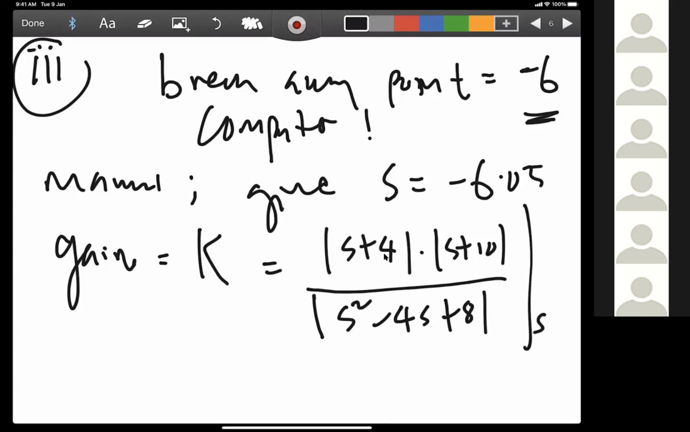Okay, for the purpose of the class, S is equal to minus 6.05. So you replace S inside here. Okay, 0.1177. To Brother Amir who asked in the WhatsApp group how to calculate the gain of the dominant pole: you just take the dominant pole value and insert it inside the transfer function, which I have shown here.